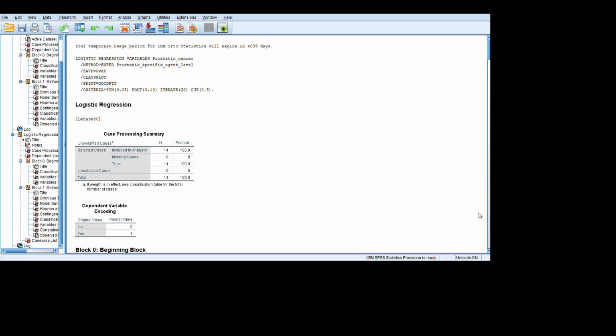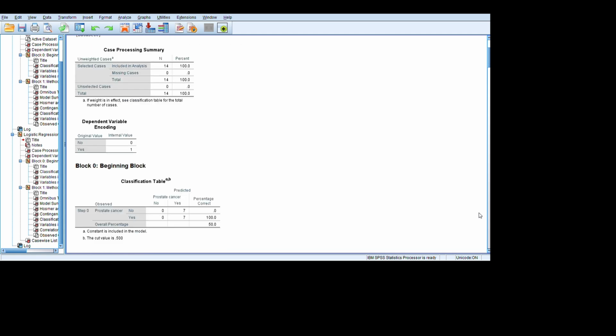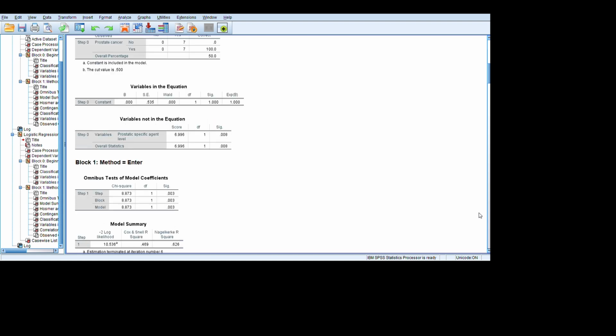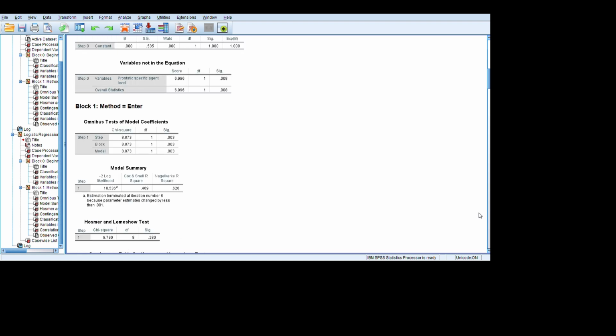This is an output from logistic regression analysis in SPSS. Lots of us get confused in interpreting the output. Today I'll be dealing with this chi-square value and the next value, which is negative 2 log likelihood. I'll be dealing with these two values, how they are calculated and how we interpret them.